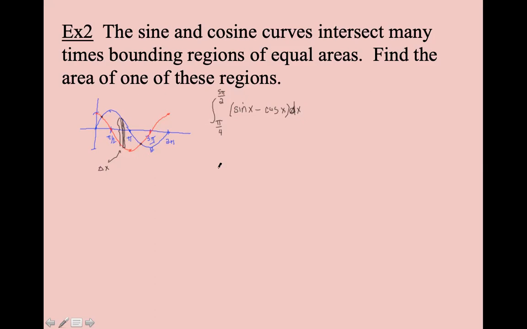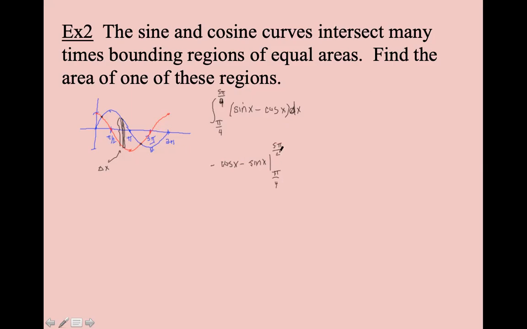So now I find the antiderivative of this. The antiderivative of sine would be negative cosine. The antiderivative of negative cosine would be negative sine. And we are evaluating from pi over 4 up to 5 pi over 4. Oops, I wrote that as a 2. That should be a 4. My bad, sorry about that.